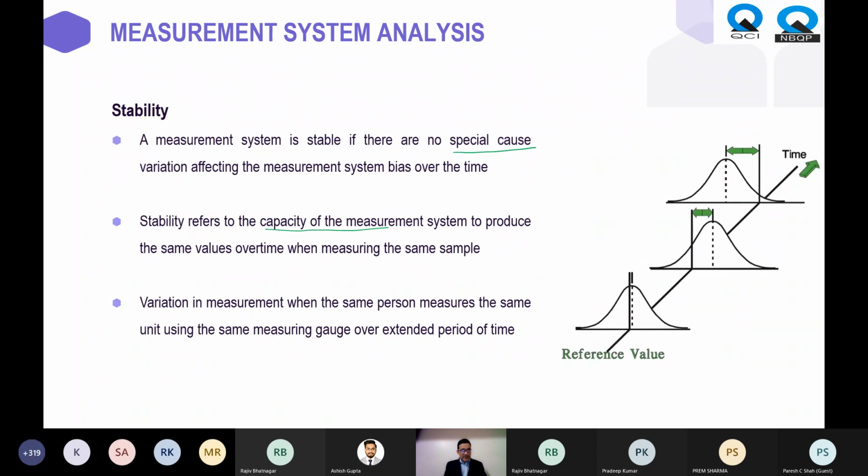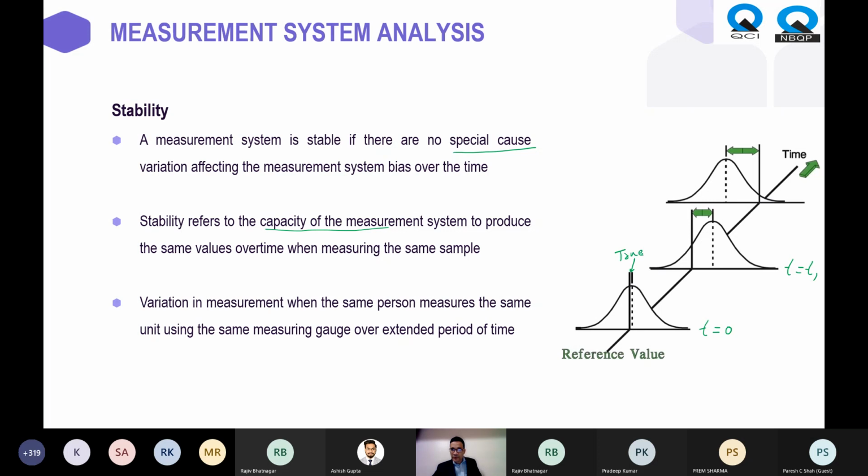The third element is variation in the measurement when the same person measures the same unit using the same measuring gauge over an extended period of time. So here we can see this is my time 0. Again, this is time equal to t1, let's say. Some gap has started arising. Initially there was no gap with respect to the true value. So when I am saying gap, this is with respect to the true value.